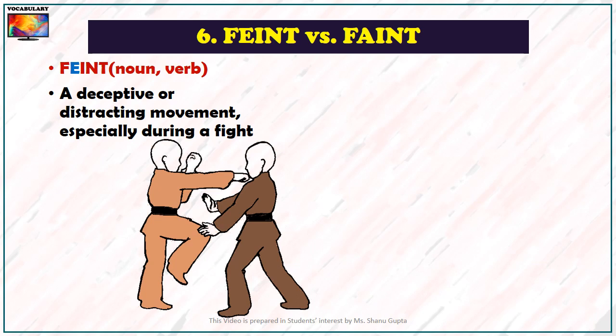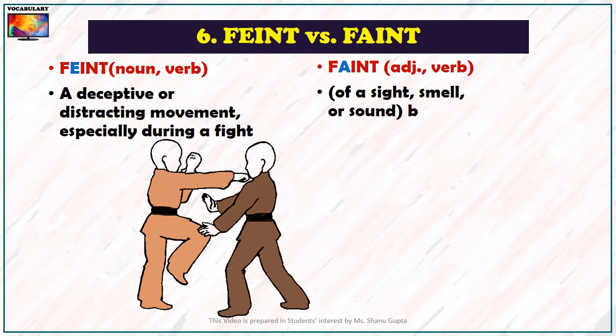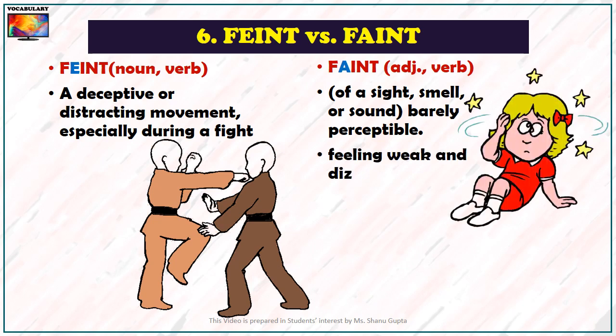The second word is used in multiple meanings. As an adjective, it can describe a sight, smell or sound which is barely perceptible. Like, in the room, I could sense a faint smell of lemongrass perfume. Faint can also be used as a verb to mean that someone is feeling weak and dizzy and is close to losing consciousness.